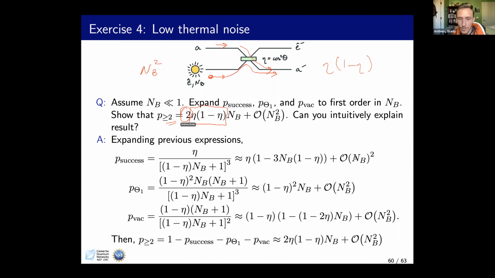The factor of 2 has something to do with the indistinguishability of bosons. There's some symmetry between the A and the E mode because these photons are indistinguishable at this beam splitter junction. So that's where this factor of 2 comes from. And then, of course, the factor of NB: if there are no thermal photons, then you won't get greater than or equal to 2 photons. So that factor has to be there. So that's an intuitive explanation, and you could actually probably guess what this probability is.